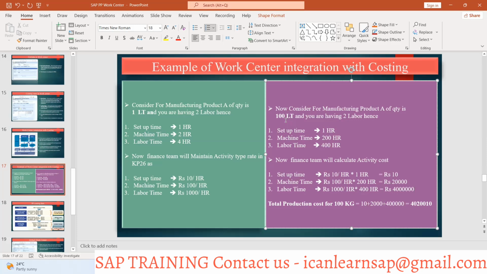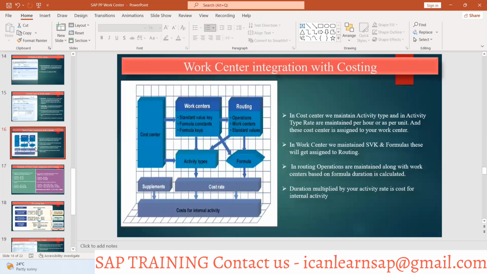So what we have to say simply is, we have a work center. In that work center, we have standard value keys, which talk about the different activity or process parameters. And parallelly in our costing view, we have a cost center, which has activity types. This activity type is nothing but the rate of the activity. So by multiplying the rate with the time from the formula, we get how much time is going to be required. So rate into time gives the cost.